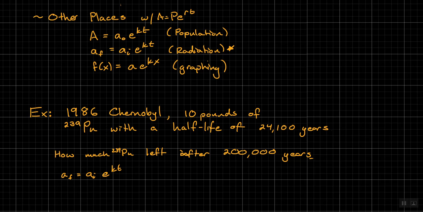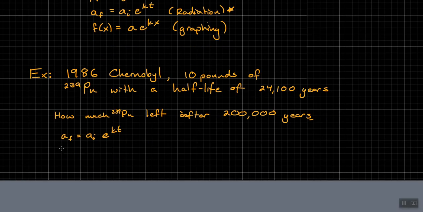Okay, couple approaches here. Do you know a sub f? Do we know how much we're going to be left with? No, not yet. Okay, do you know a sub i? It's 10, right? So I'm just going to plug in what we know here. I know that this would be 10. e is just a number e. I know that time t is 200,000 years.